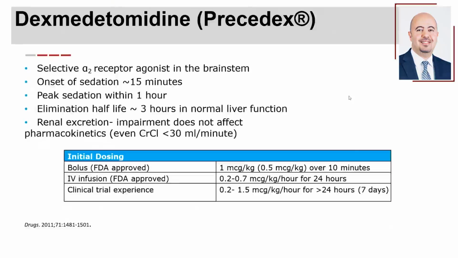Dexmedetomidine or Precedex, selective alpha 2 receptor agonists. Onset of sedation within 15 minutes and peak is 1 hour. Good thing about it that you can use it even if there is renal failure.